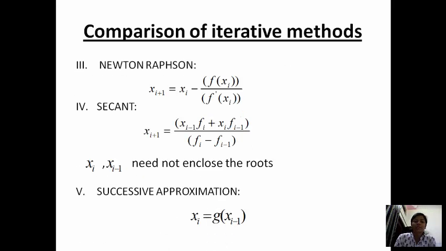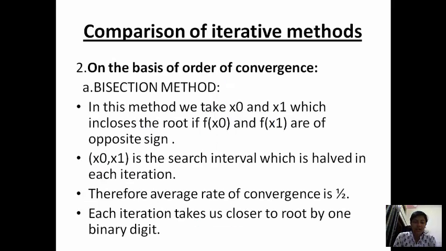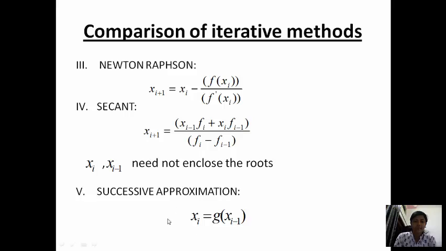Then comes Newton-Raphson method, in which x of i plus 1 is equals to x of i minus f of xi upon f dash xi. Here we compute two functions, that is fx and f dash x.